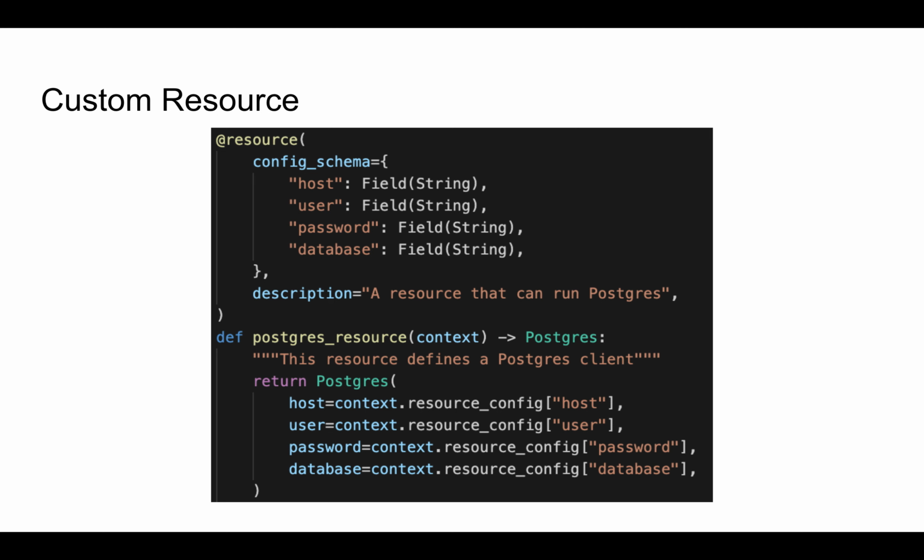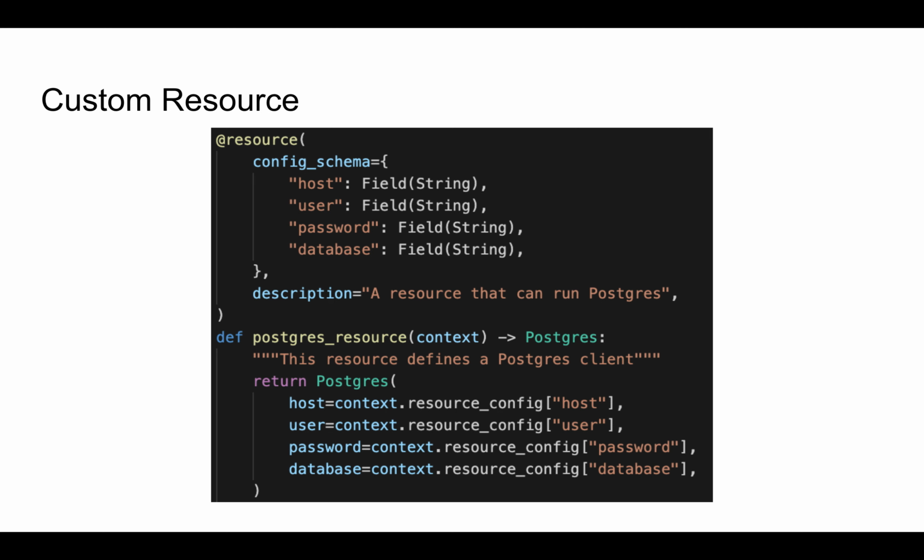We're going to define our resource, and Dagster has a lot of resources pre-built as modules, so you're not always going to have to build a custom resource for everything you're going to interact with, but this is just showing what a resource looks like. So we're building out a resource that connects to Postgres.